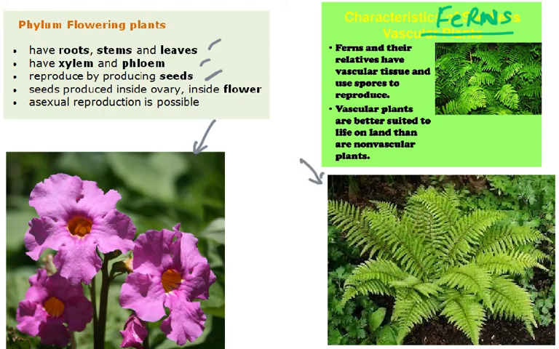Ferns and their relatives have vascular tissue and use spores to reproduce. And vascular plants are better suited to life on land than non-vascular plants. So vascular plants means they have xylem and phloem, but they do not produce any seeds, so they have no flowers, no ovule, no seeds. And they reproduce by a special mechanism: they use spores to reproduce.